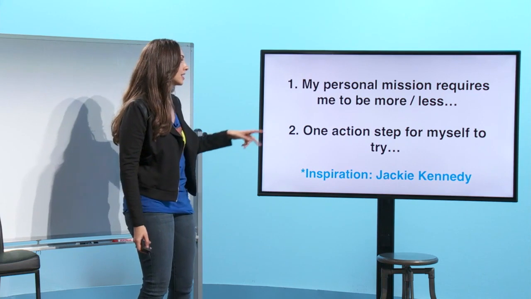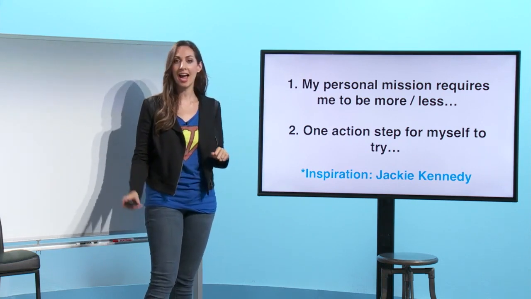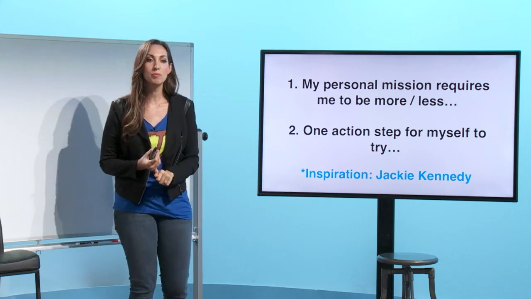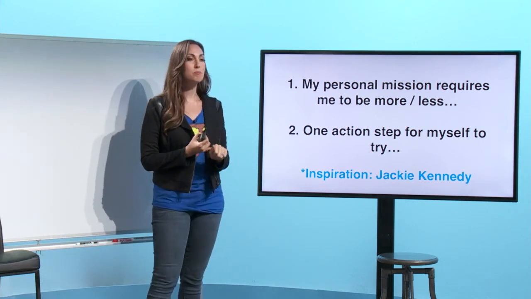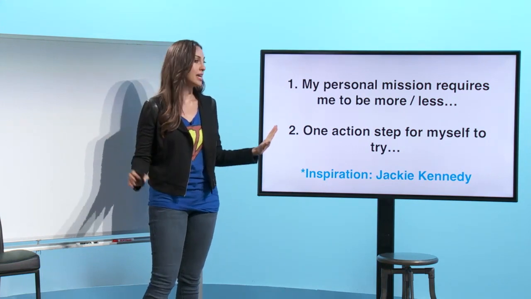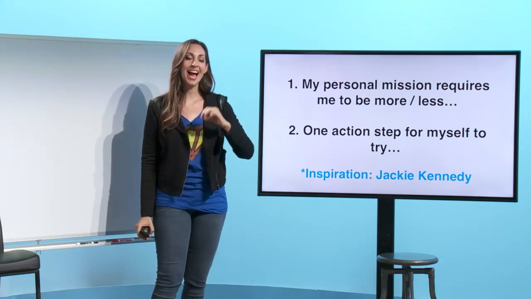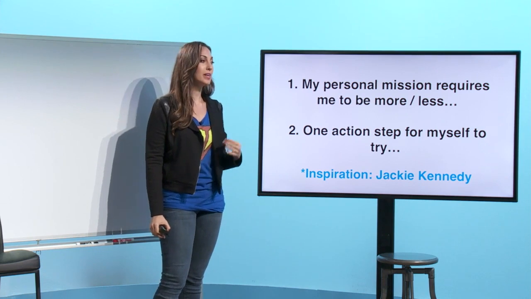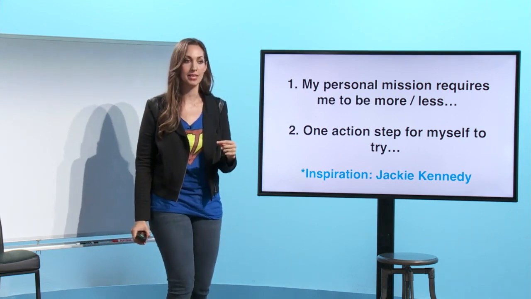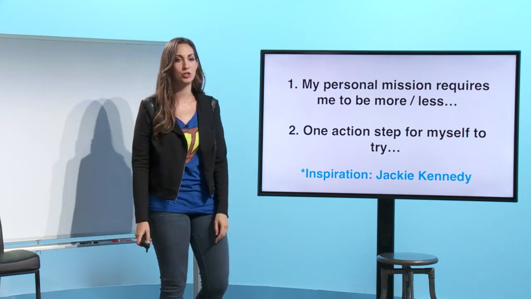So what I want us to ask ourselves is 2 questions, and I have these in your workbook for you to go through. 1, my personal mission statement requires me to be more or less... And it could be exactly the same. And second, what's one action step I need for myself to get there? So what's one thing I can do to optimize it? And an inspiration I have here is Jackie Kennedy.